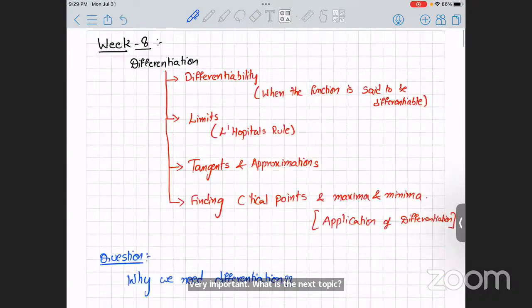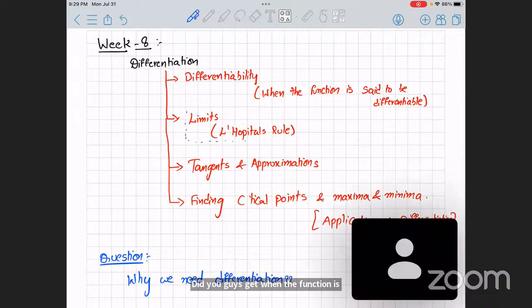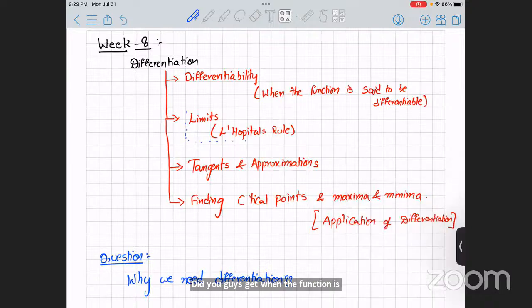Maxima, minima, L'Hospital rule. Look, did you guys get when the function is said to be differentiable? Yes, sir. Okay. Now we will go to the L'Hospital rule for limits.